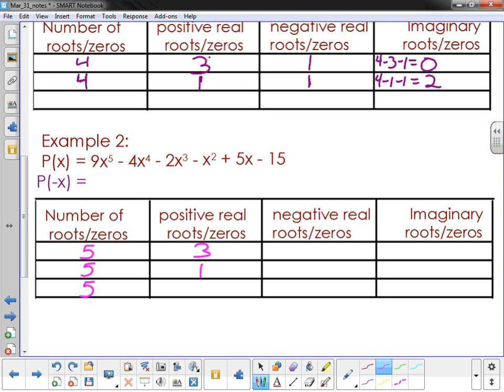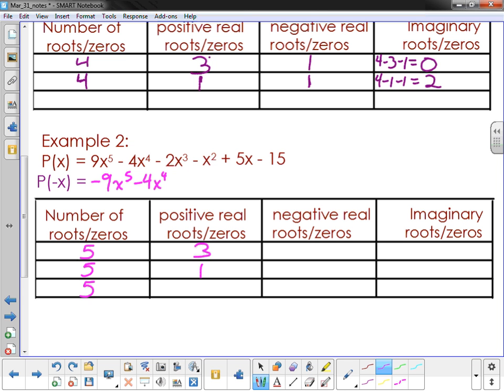Now here's a quick little thing. I know I got to put negative x in for every one of these and then simplify it. Here's the thing I notice. Wherever there's an x with an even exponent, the negative x is going to come out as a positive x. And whenever it's in an odd exponent, it's going to come out as negative. So this becomes a negative 9x to the 5th, but the 4x to the 4th will not change because a negative x to the 4th power is going to be positive. I would still have that one negative.